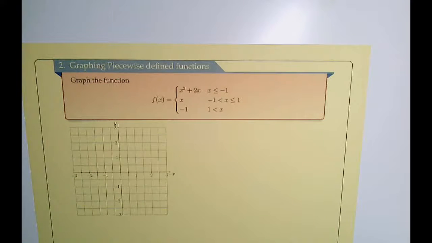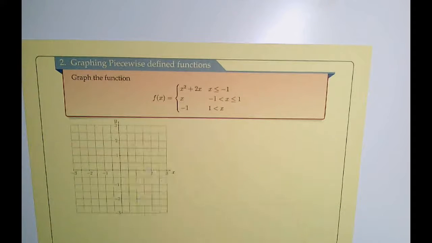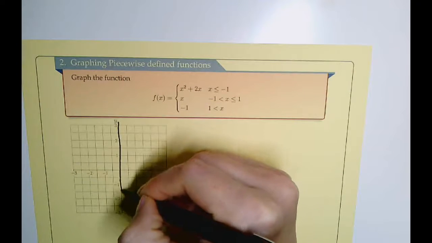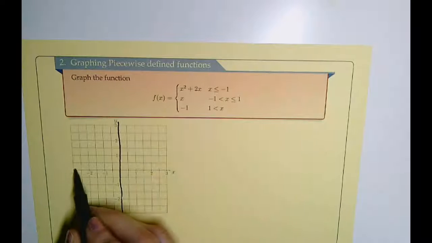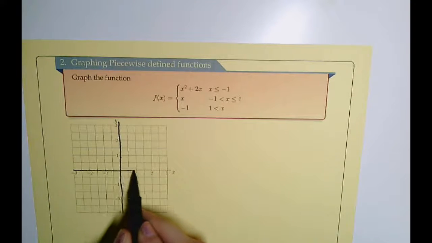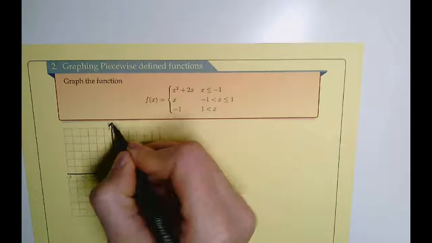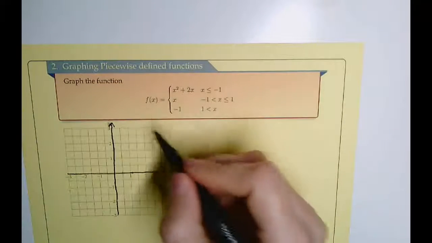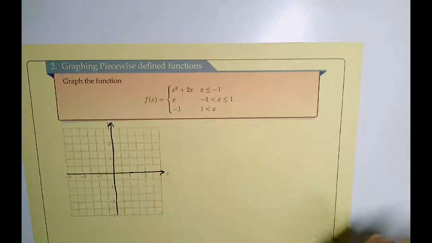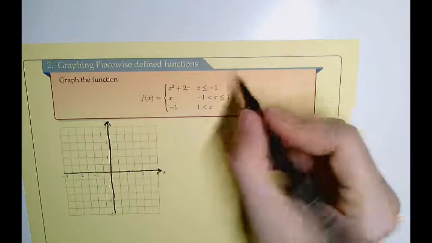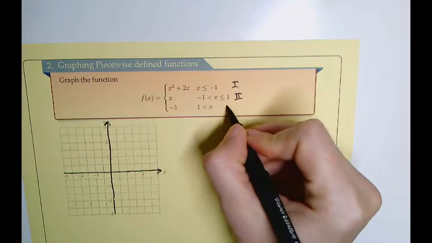Next, let's look at how to graph a piecewise defined function. If you recall, this is the function that we looked at in the previous lecture. I would suggest graphing the pieces separately and then putting them all together in the graph. With time, you can graph it straight on the same coordinate plane. Notice that we have three pieces: the first piece, second piece, and third piece.